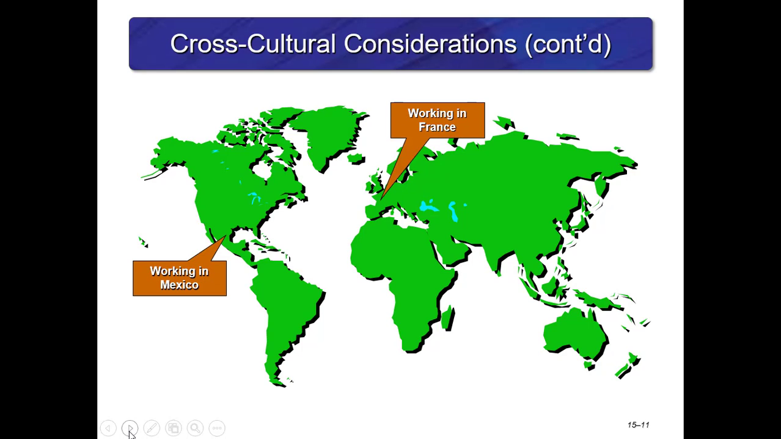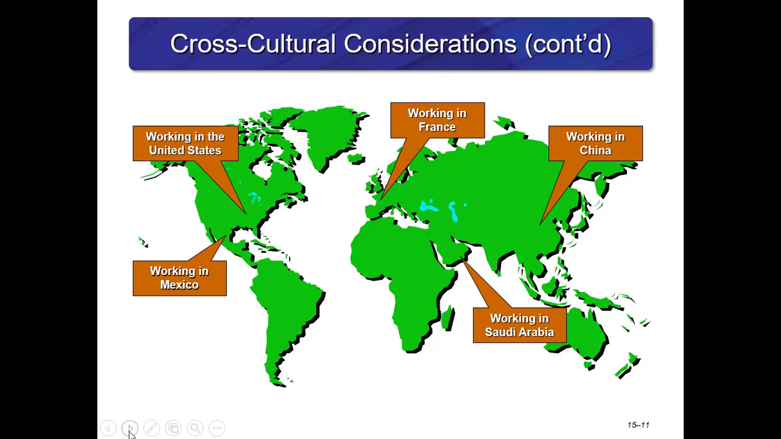So this slide just shows different places where one could work in different countries around the world, and the differences that you might deal with working in Mexico versus in France or China or Saudi Arabia, or the United States. So coming from Saudi Arabia working in Mexico, or coming from China working in the United States, different differences depending on where you're coming from and the place where you're going.